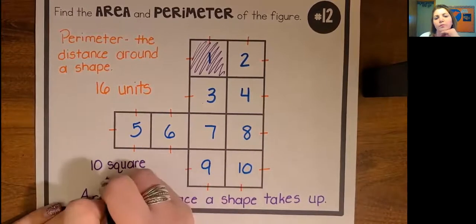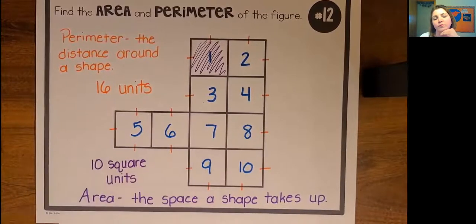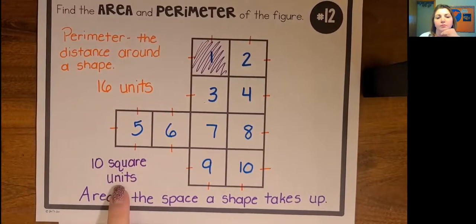If they had given us the measurement inches or feet, we would say square inches or square feet. But because we're not sure of what measurement they used, we just use the measurement unit. That means 1 piece. All right, let's take a look at another type of figure and see if we can figure out the area and perimeter of that shape.